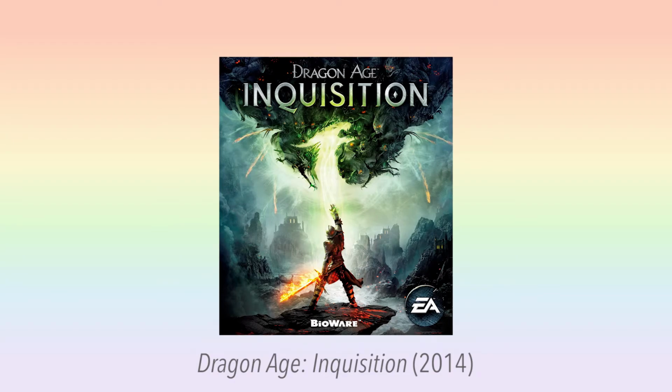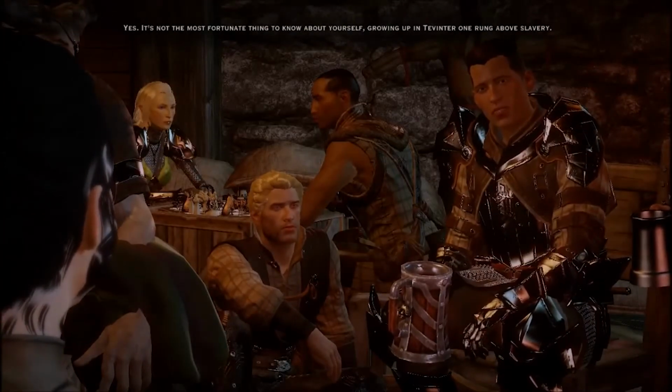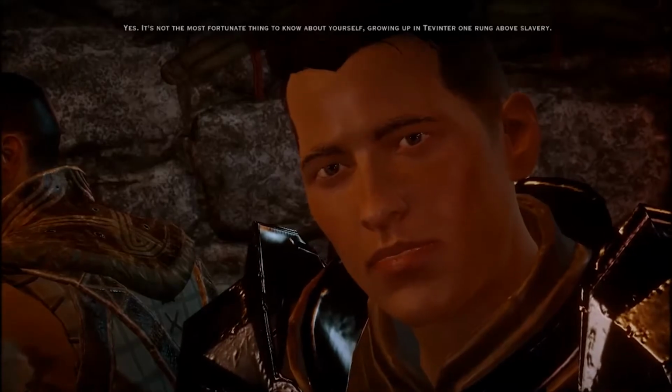As of today, possibly the most respectfully written trans character in a AAA game is from BioWare's Dragon Age: Inquisition. This game introduces Krem, a trans male side character who talks openly about his transness in the game.